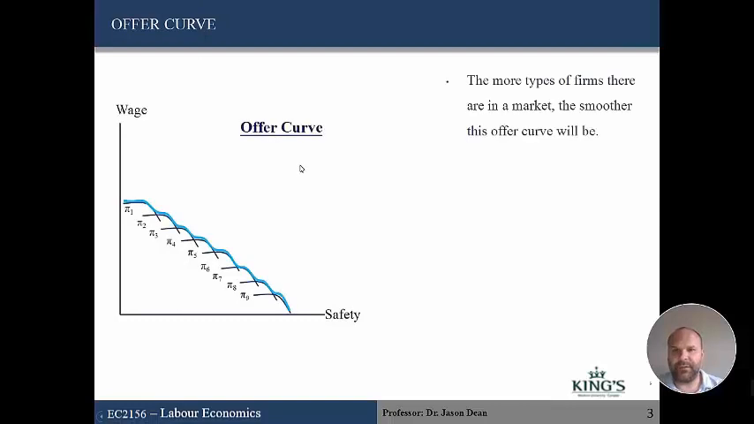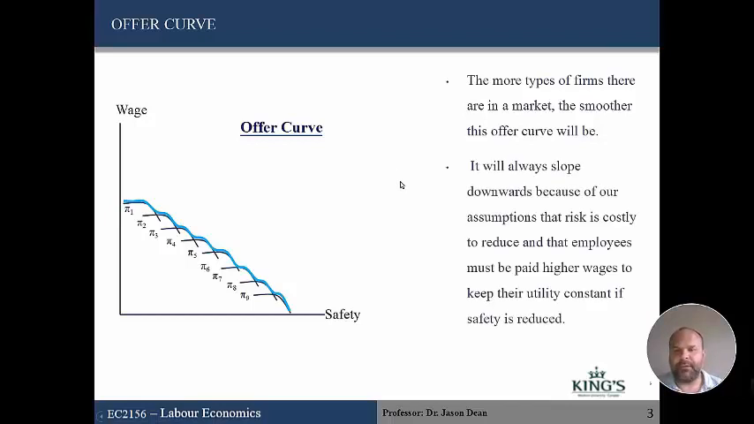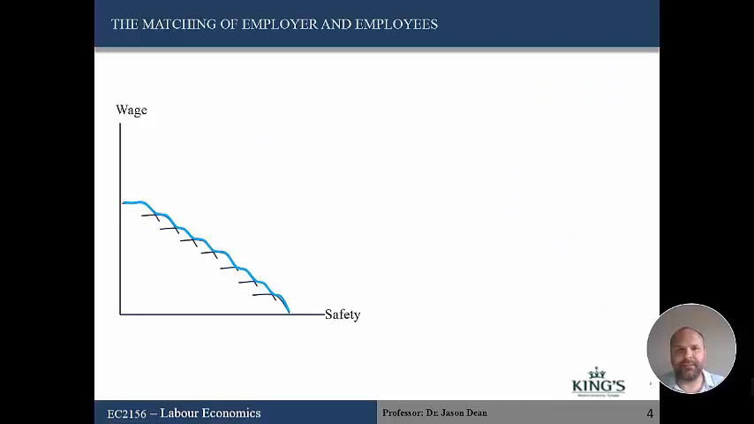If there are different types of firms, and if you remember, we're assuming that firms have different technology with which to offer safety, then the more firms there are, the more heterogeneity, the smoother this offer curve would be. And it's always going to slope downwards because there's a negative trade-off between wages and safety. It's based on our assumption that risk is costly to reduce and that employees must be paid higher wages to keep their utility constant.